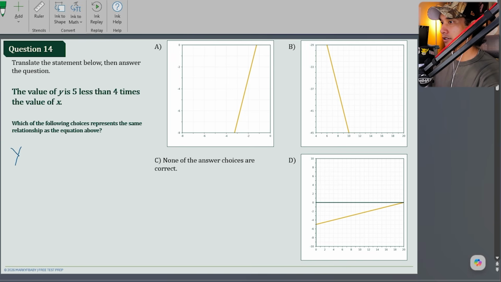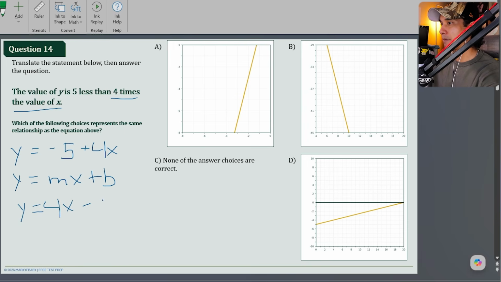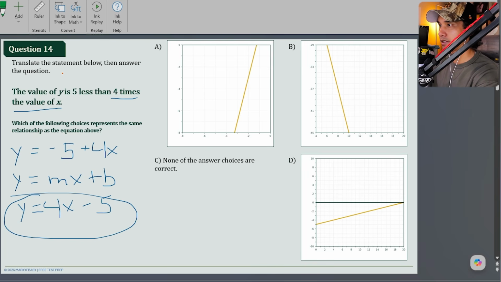The value of y is 5 less, equals minus 5, right? Then 4 times the value of x. All this equals is positive 4x. And if we write it into y equals mx plus b terms, we just switch these around and we get y is equal to 4x minus 5. We have found our equation. Okay, for this one, let me just write this up here. y is equal to 4x minus 5. All right.